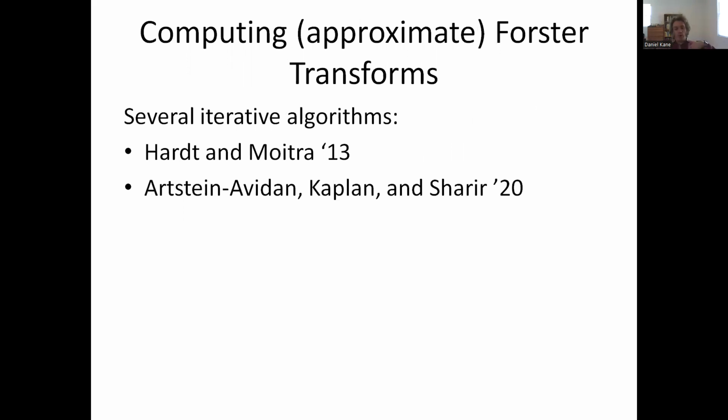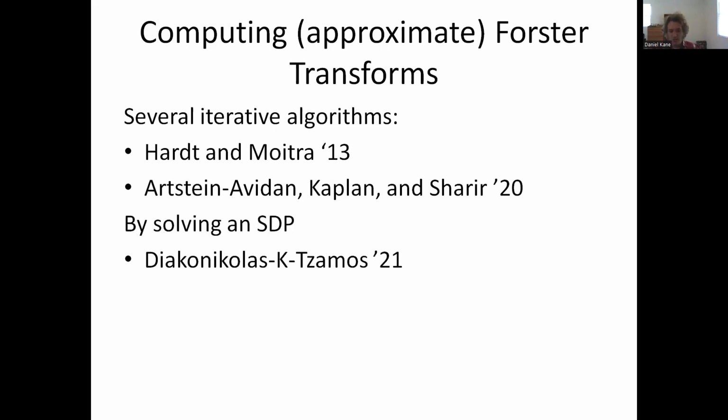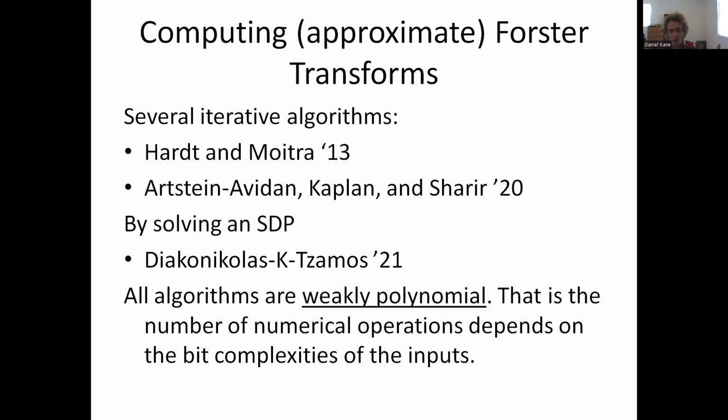Okay, so for these reasons, it would be nice to be able to compute Forster transforms or approximate Forster transforms, and there have been several algorithms in recent years. There have been some iterative numerical algorithms by Hardt and Moitra and by Artstein, Avidan, Kaplan, and Scherer. The authors of this paper showed in 2021 that you can write down an explicit semi-definite program whose solution gives rise to a Forster transform. And, well, these all work.